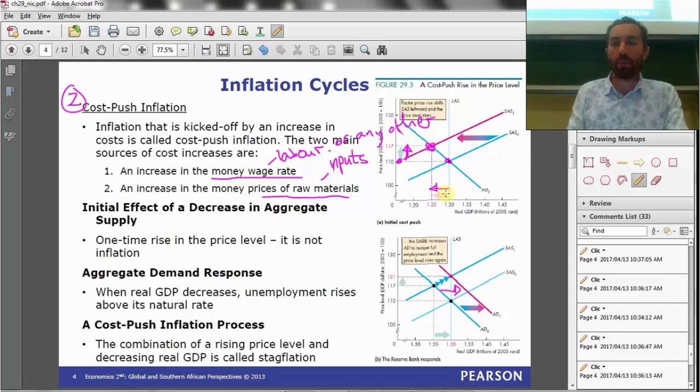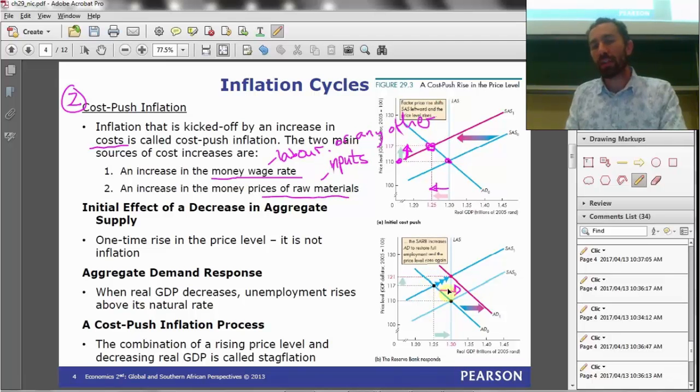What do we end up with? Well, we're at our same level of output, but with higher prices. But what kicked off this increase in prices? It was an increase in the costs of production. In other words, this was supply-side generated inflation.